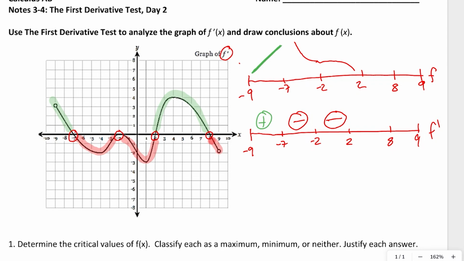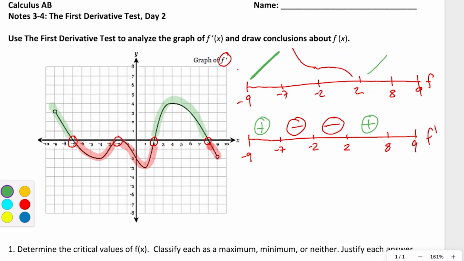Then between 2 and 8, the derivative is above the x-axis, so the derivative is positive, meaning that the slope of the original graph is positive. And finally, between 8 and 10, the slope is negative, so the original graph is decreasing. Okay, so if we're looking at the sign chart versus our little crummy sketch of the original graph, we can see where the function's increasing and decreasing pretty clearly.